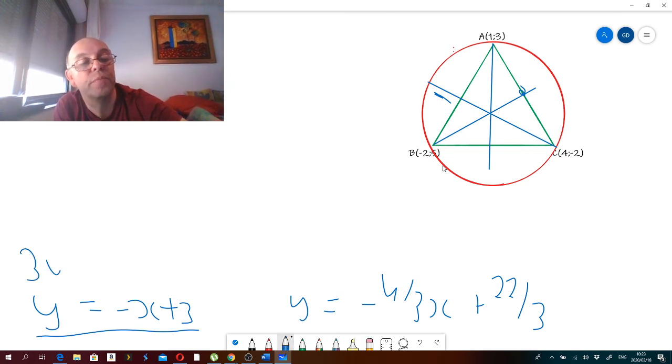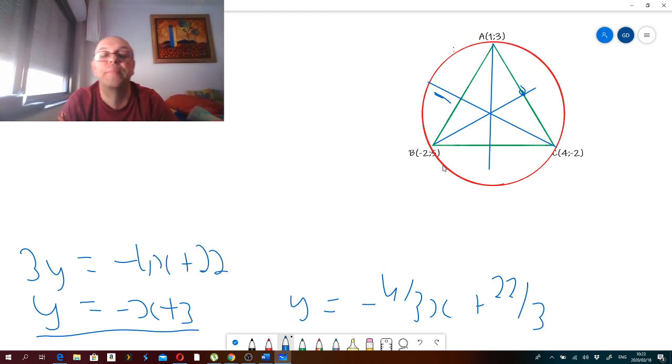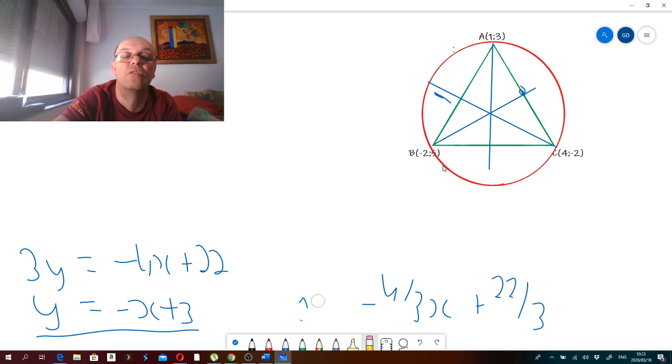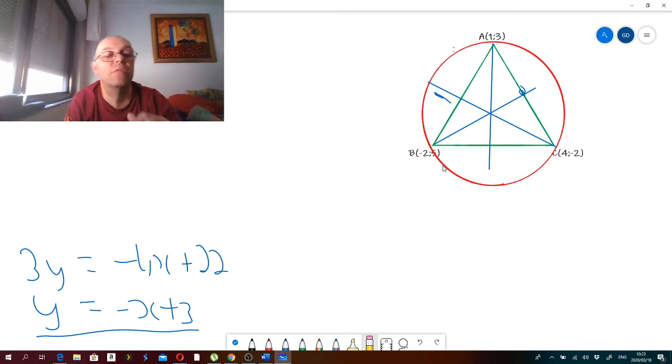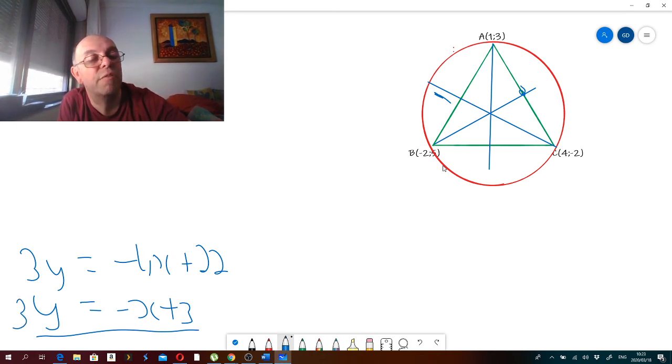3y equals minus 4x plus 22. That was just multiplying the 3 away. Okay, so far that's not too difficult. Now let's multiply the bottom one also by 3. Okay, and that also gives us 3y, but that gives us minus 3x plus 9. So 3y equals minus 3x plus 9.